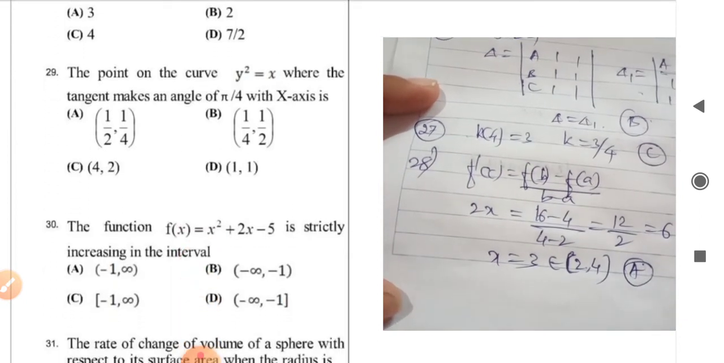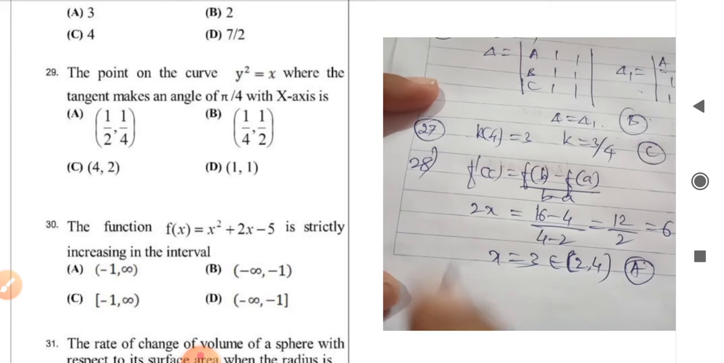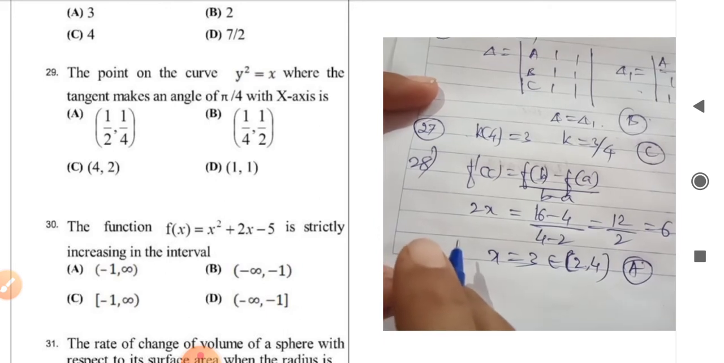And we go for the 29th problem. They are asking about the point on the curve. The point on the curve y square equal to x, where the tangent makes an angle of pi by 4 with the x-axis.